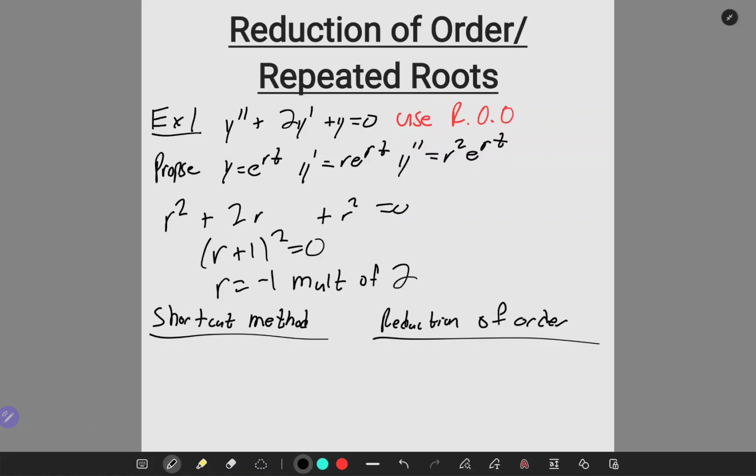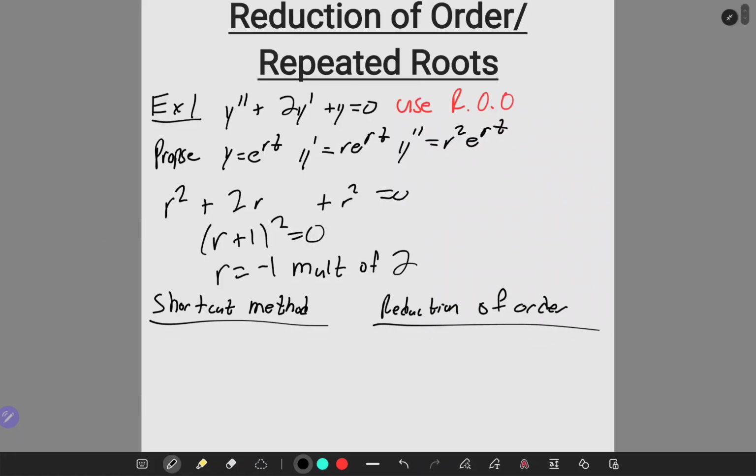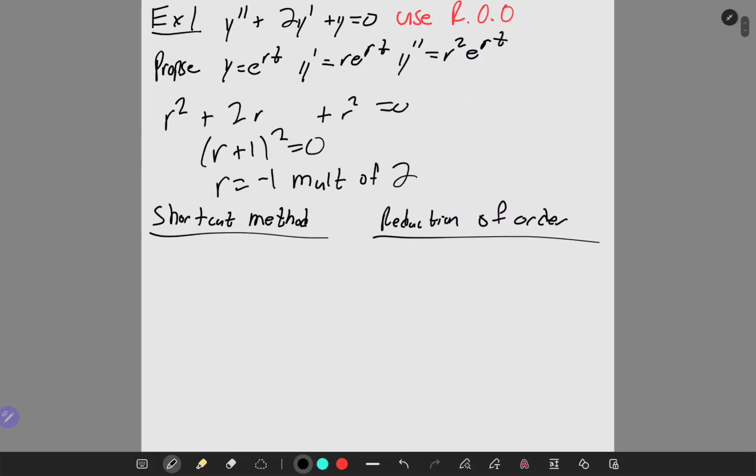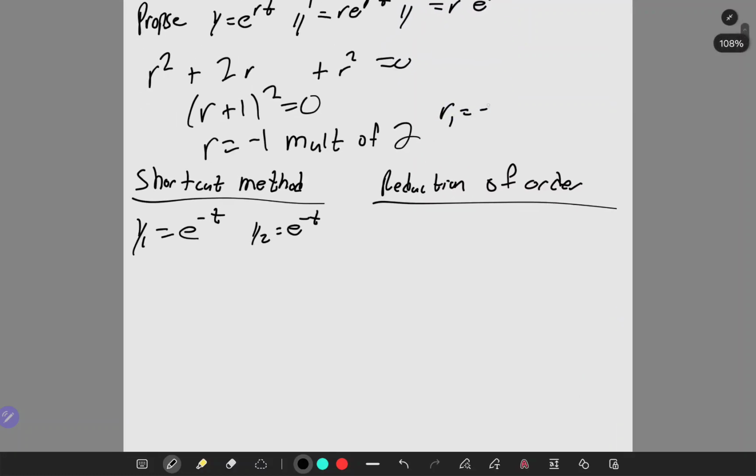Yep. So now, previously, we would have defined our general solution right from that. We would have said Y1 is e to the negative t, and Y2 would be e to the negative t. Because you can think about it like this. Right? R1 is that, R2 is that. They're both the same.